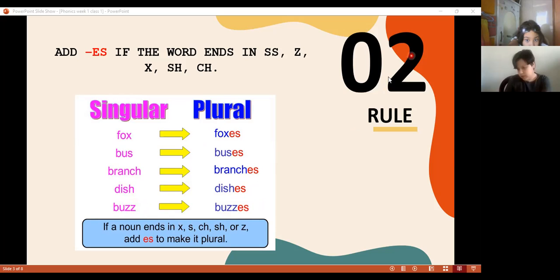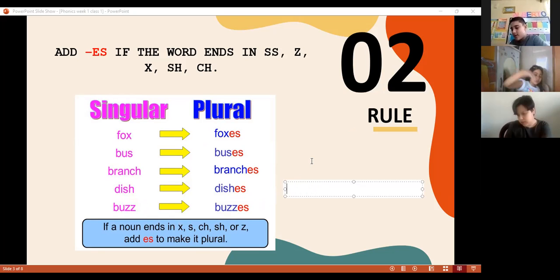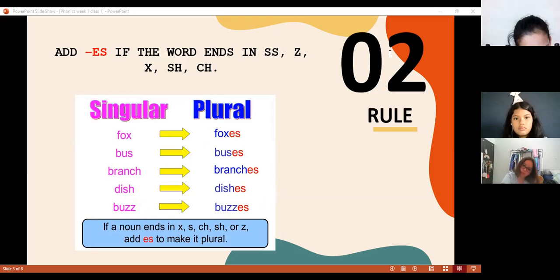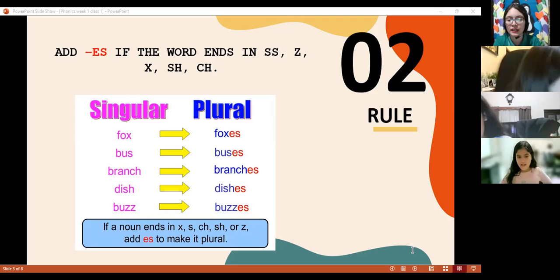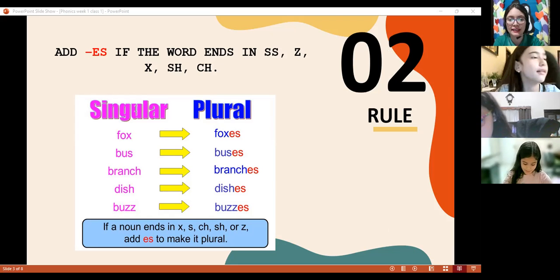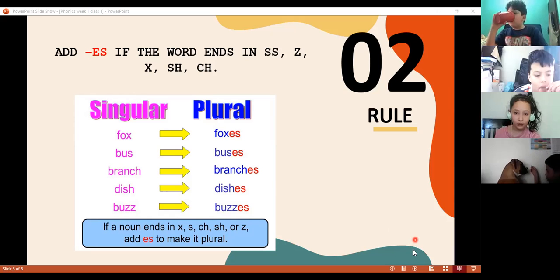So that is the rule number 2, class. We use this rule because we're going to avoid difficulty: if we have dish and we just write the letter S, dishs, it's going to be difficult to pronounce. So this rule is also helping us to pronounce better, dishes. Yes, it's going to sound weird. So ES is the way that we form the plural for these words that end with letter X, S, CH, SH, or letter Z. So that is rule number 2.